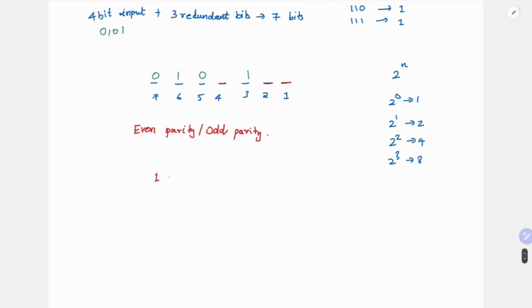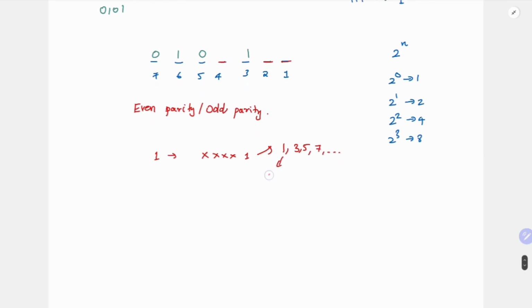So for filling the ones place, we take all the bits in the positions where x1 comes. That is 1, 3, 5, all the odd numbers. All the odd numbers are included. So 1 is 0 0 1, 3 is 0 1 1, 5 is 1 0 1, 7 is 1 1 1, and so on. So all these combinations we take.